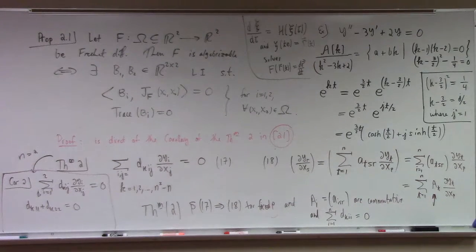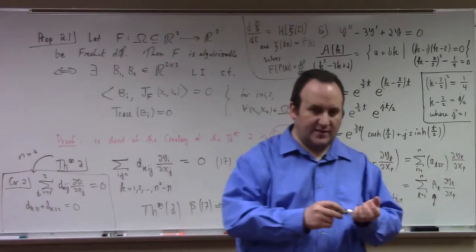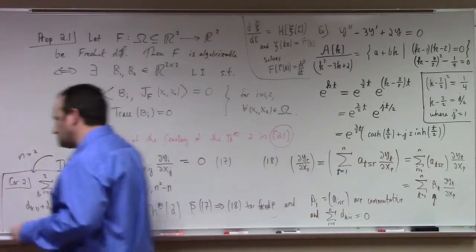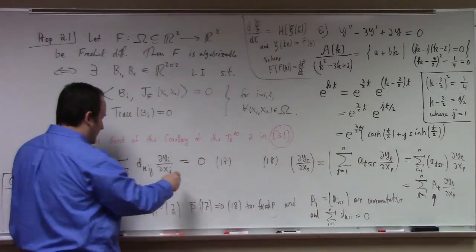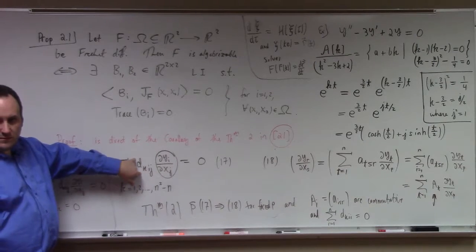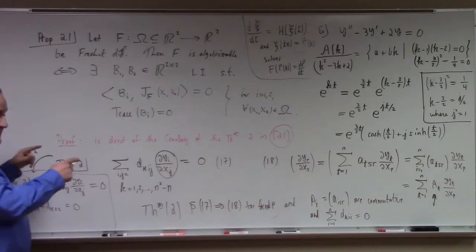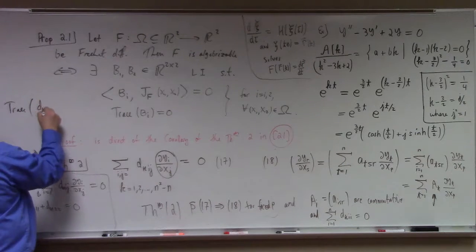Huh. Do you guys have anything to add? What's that? I mean, the Jacobian, right? This is the Jacobian matrix. So if we fix k, this is exactly the trace. This is the trace of d_k times the Jacobian of f.